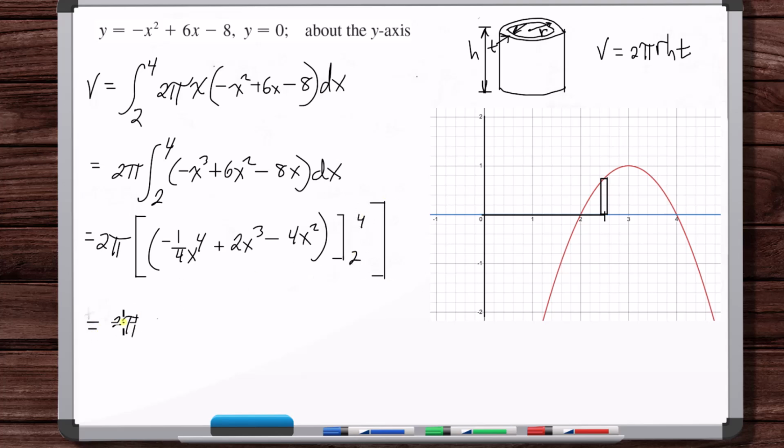Okay, so plugging in 4. So 4 to the 4th divided by 4 is 4 cubed, which is 64. 64 times 2 is 128. And then 4 cubed is 64.